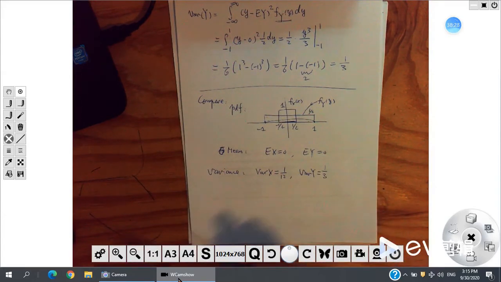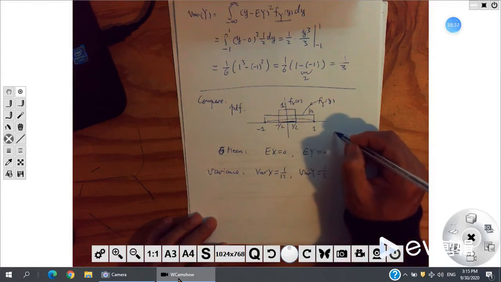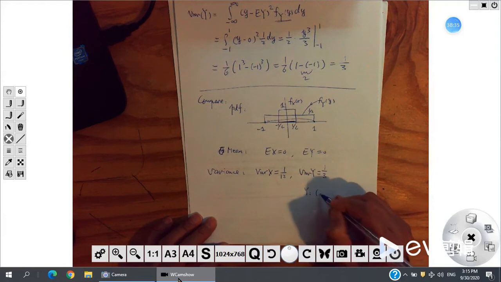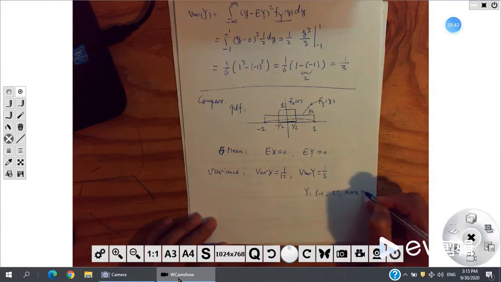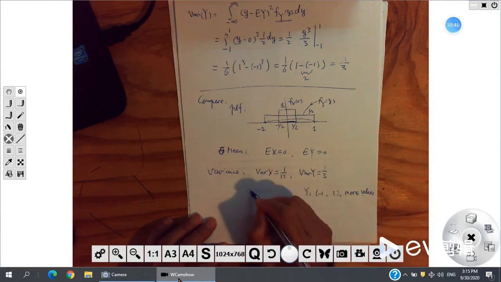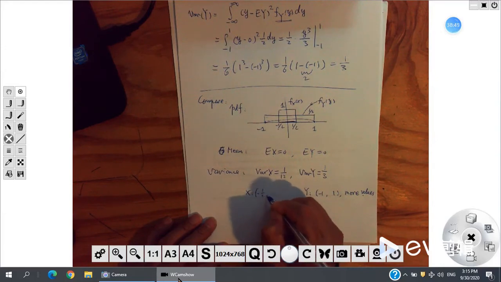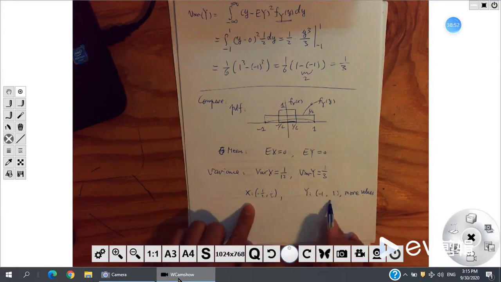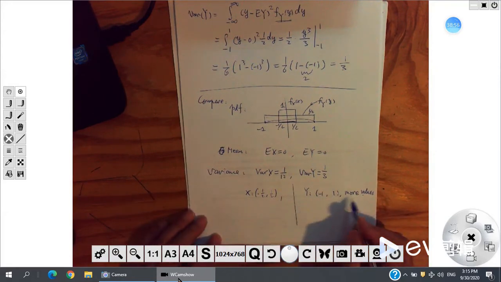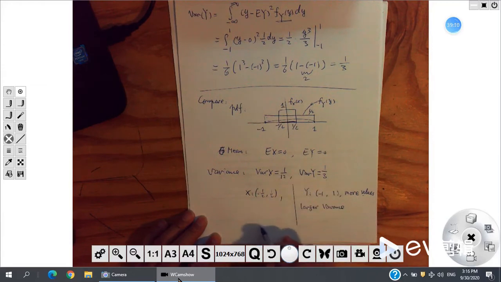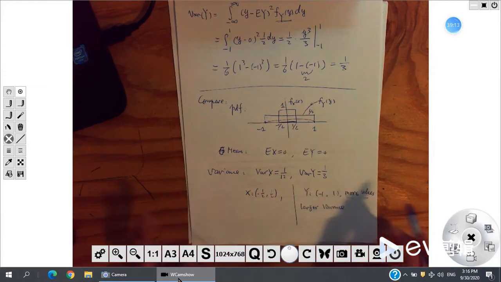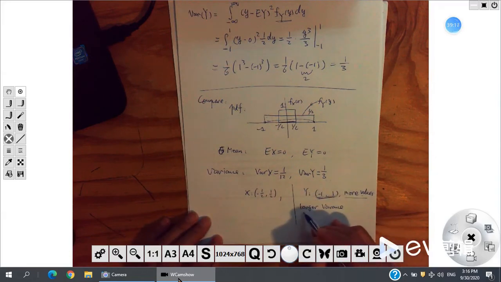You see, here y, this value will be between -1 and 1, right? More values. And x, its value is from -1/2 to +1/2, right? It has fewer values. Y has more values, more wider, and larger variance. Right? It's 1/3. 1/3 is larger than 1/12. Right? This is smaller. So the wider the possible values, the larger the variance.